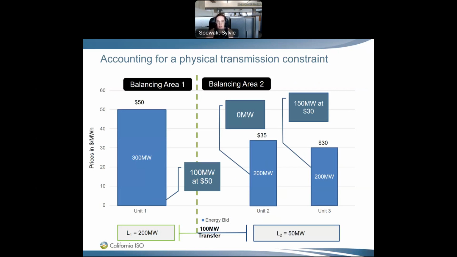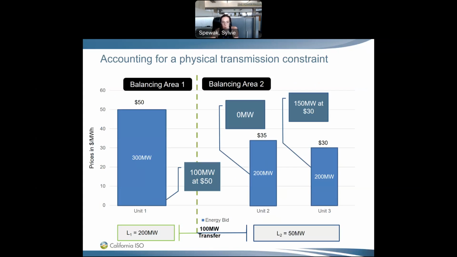Now, how do we set prices? We can already see that there's going to be price separation because we don't need all of Unit 3. So if we price the whole market at, say, $50 per megawatt hour, we'll have a problem. The price signal will say that both Units 2 and 3 are economic when actually we don't need all of their capacity. So let's go area by area.